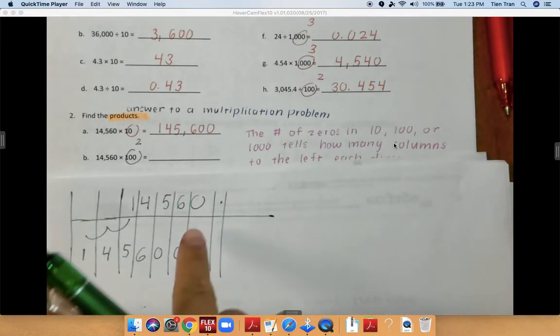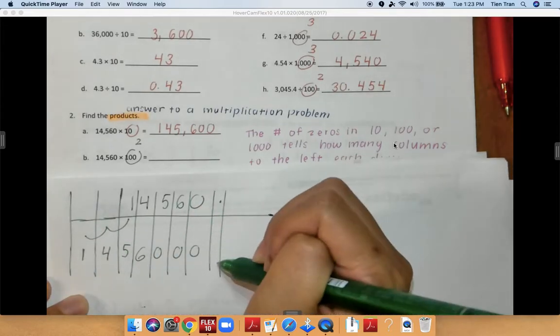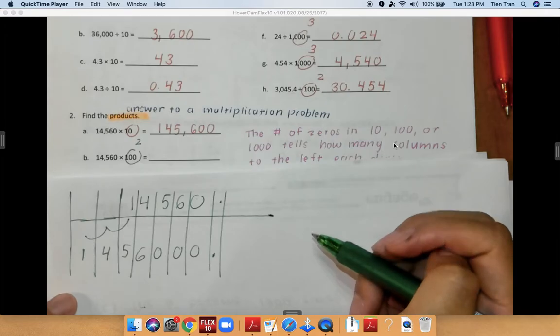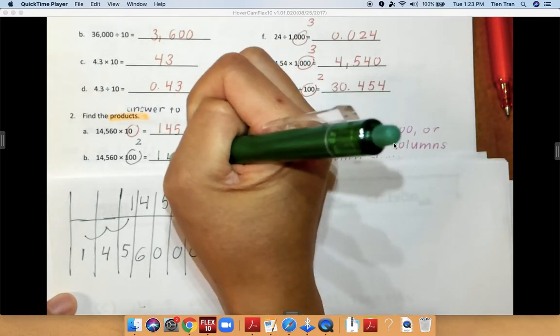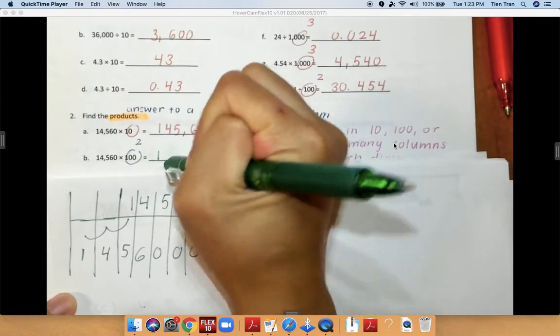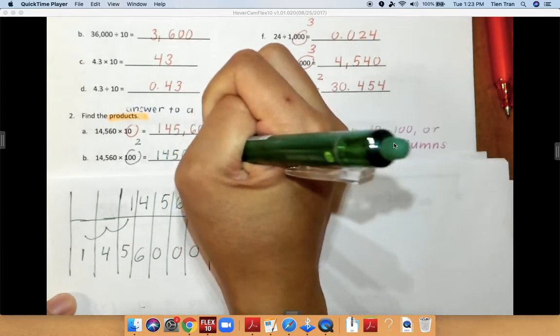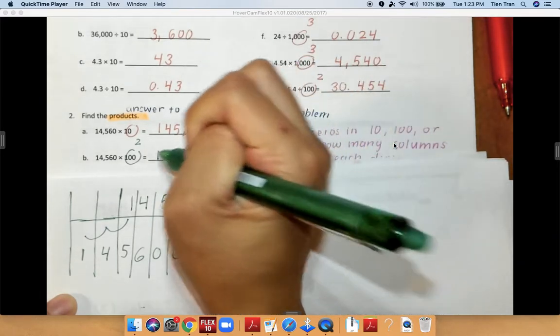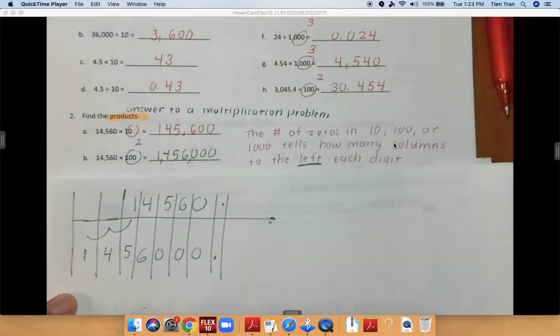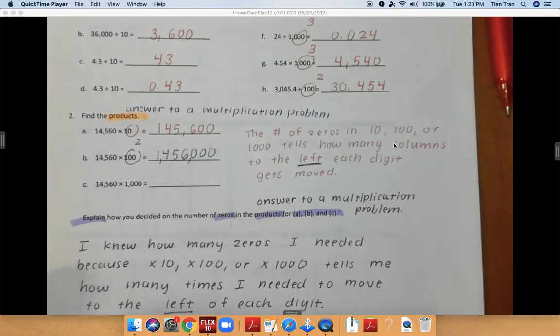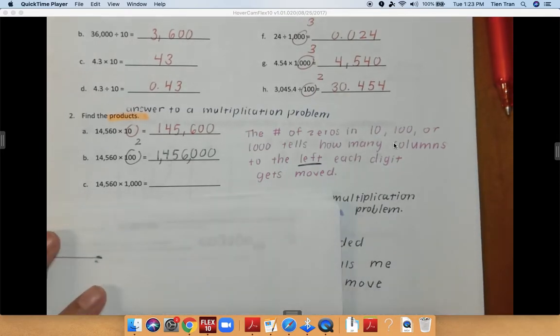I need to make sure that I put all my zeros until the decimal. So that's what I did right there. So my new number, I'm going to write it down. I have 1, 4, 5, 6, 0, 0, 0. So right here I have 1,456,000. That's a big number.